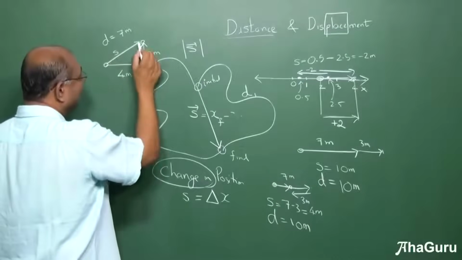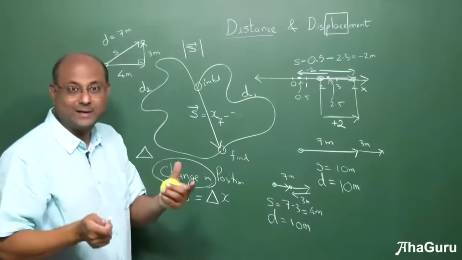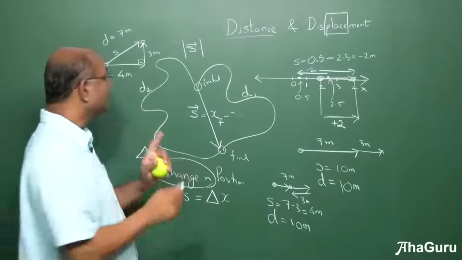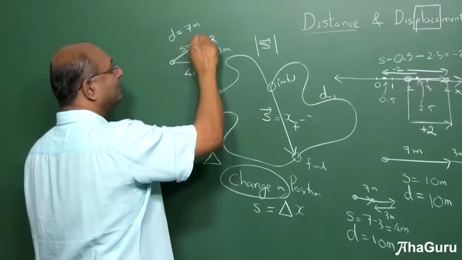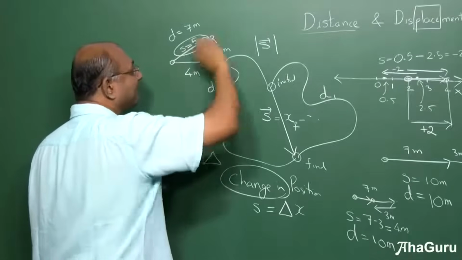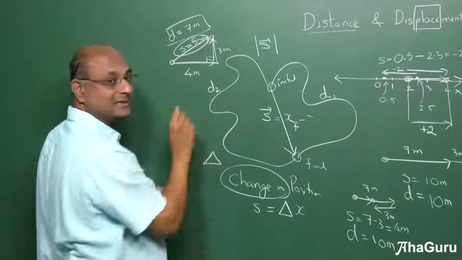Like this square, you know, if this is perpendicular, S square is 4 square plus 3 square. What is 4 square? 16. 3 square? 9. 16 plus 9? 25. Root of 25? 5. So my displacement is 5 meters in that direction, but my distance travelled is 7 meters.